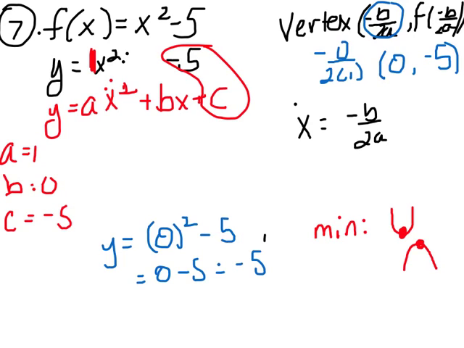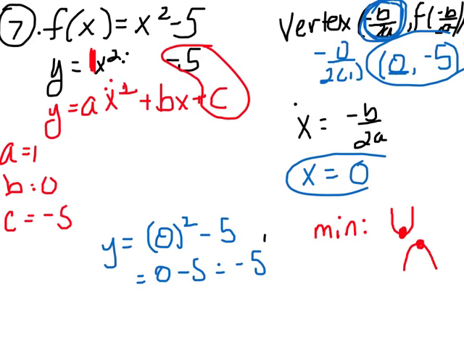Now, this negative b over 2a, I already did the work once. It was 0, so I don't have to do it again. Here's my vertex. My axis of symmetry goes through the x-coordinate of the vertex, so I could plug b and 2a in again. But it's just going to be x equals 0 if I just realize that these values are the same, okay? The vertical line goes through the x value of the vertex. Now, the minimum value then is our vertex.